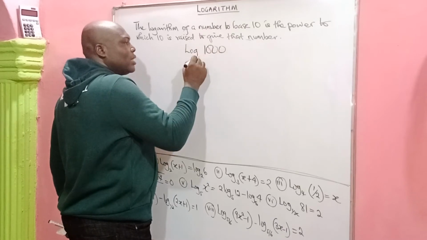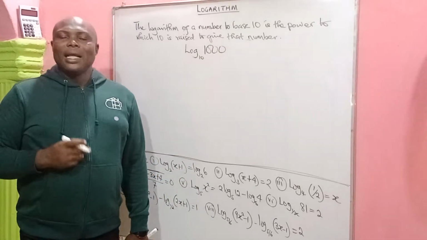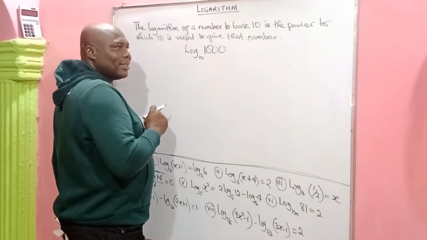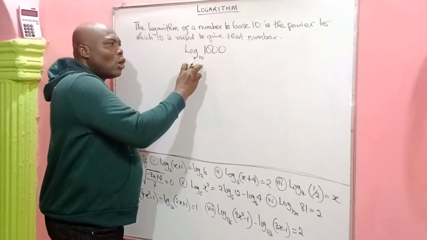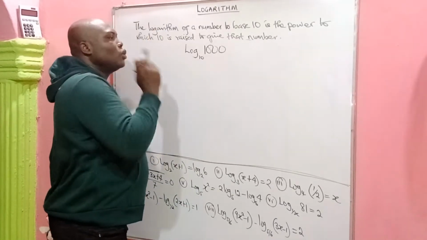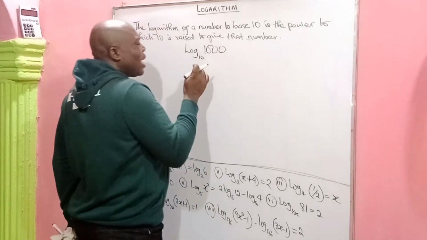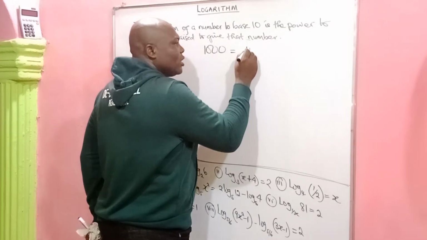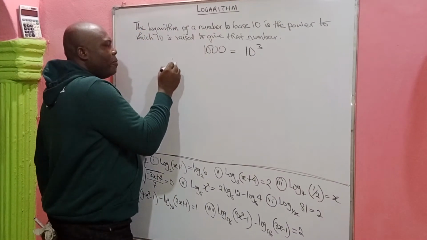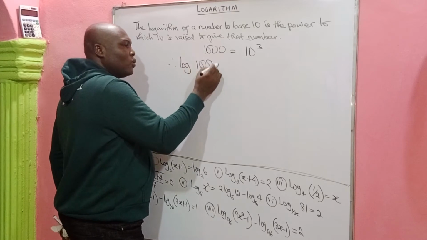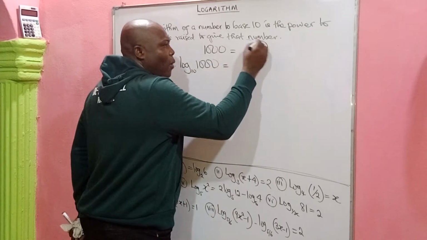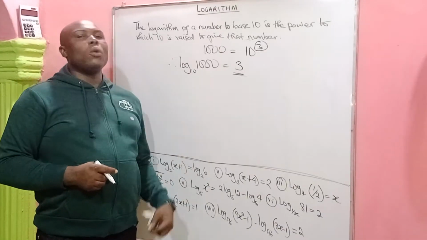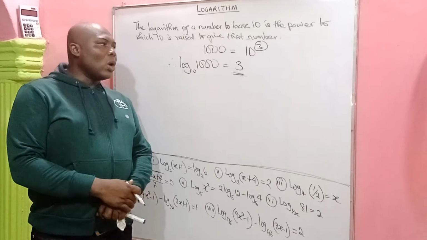Say for instance you're asked to find the logarithm of 1000 to base 10. First and foremost, by virtue of the base 10, we are asking what power 10 will be raised to give you 1000. Remember that 1000 is 10 times 10 times 10, which is 10 raised to the power of 3. It therefore means the log of 1000 to base 10 will be equal to the power, because we have to look for the power that 10 will be raised to give that 1000.